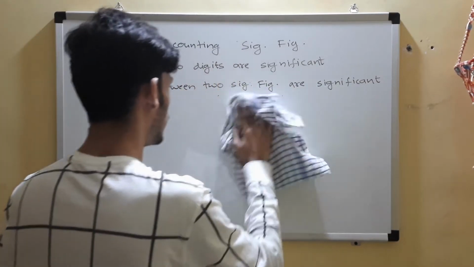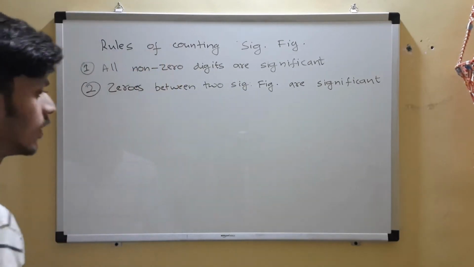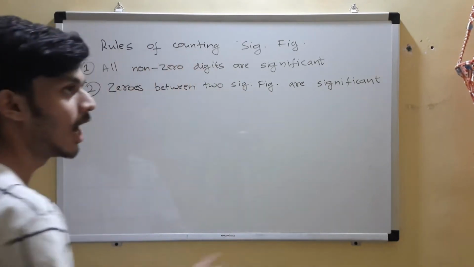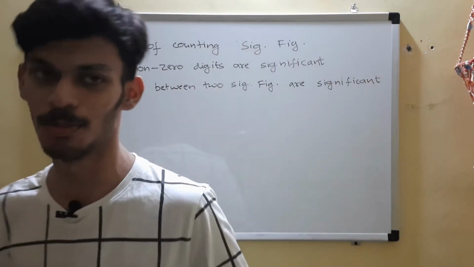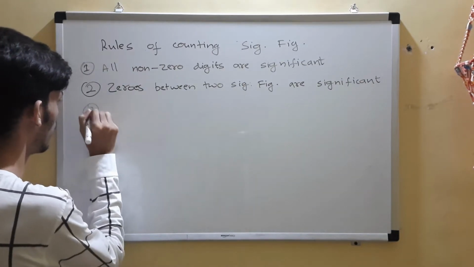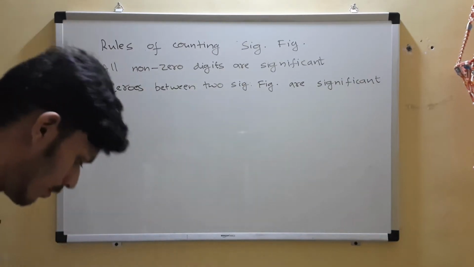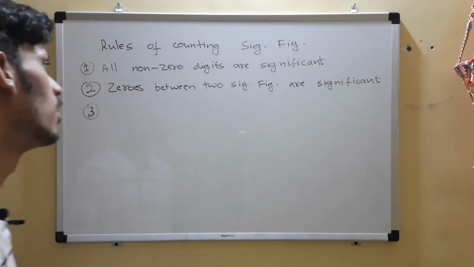Zeros between two significant figures are significant. So for today's class, I want you all to note each of these rules down, because after this you might forget it. So sit with a pen and a copy. So what was the third point?